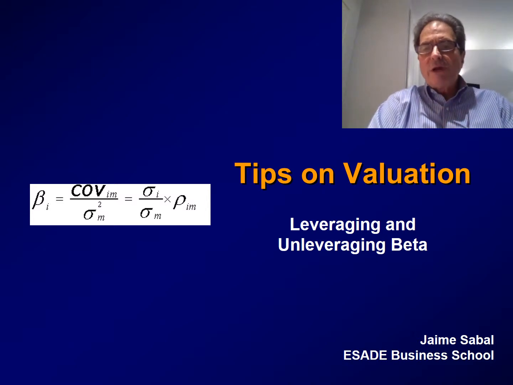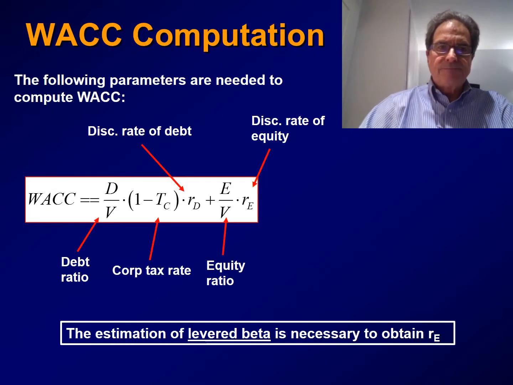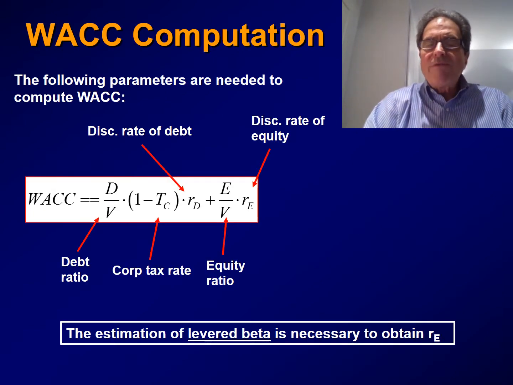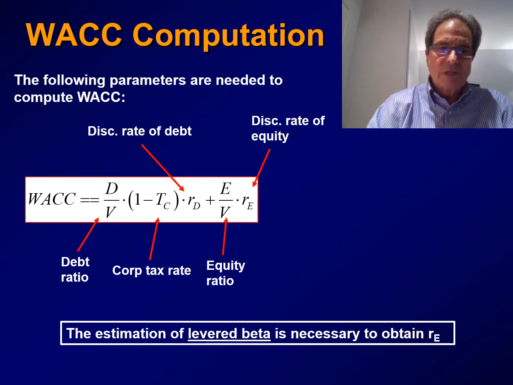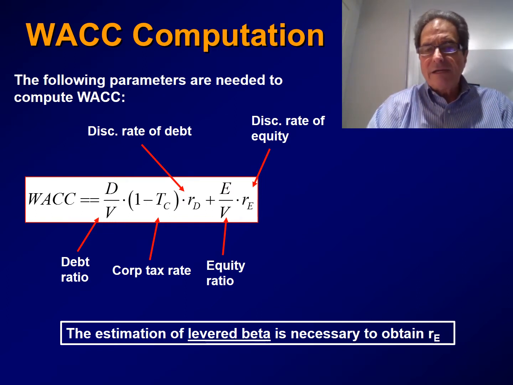In this opportunity, we are talking about leveraging and unleveraging beta. When we value a firm, usually we require to calculate WACC, the weighted average cost of capital. WACC depends on several parameters.